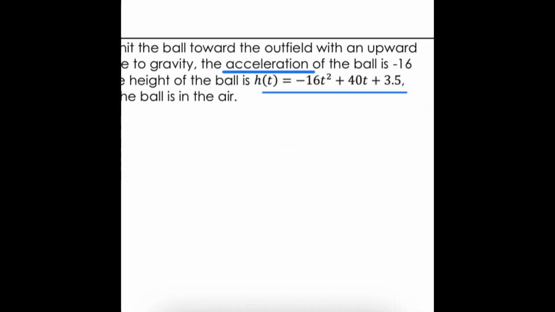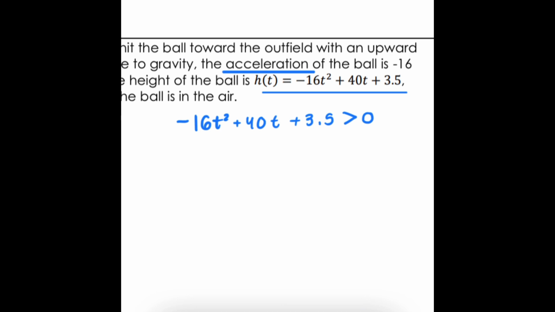Well, I know that the ball is in the air anytime that my height is greater than 0. Remember, this represents height. So when this is greater than 0, we know that the ball is in the air, because when the height reaches 0, it's on the ground. So we're going to use this to solve.